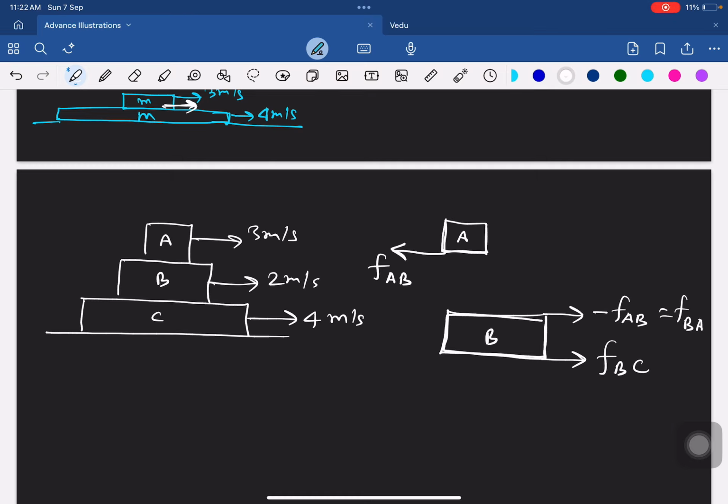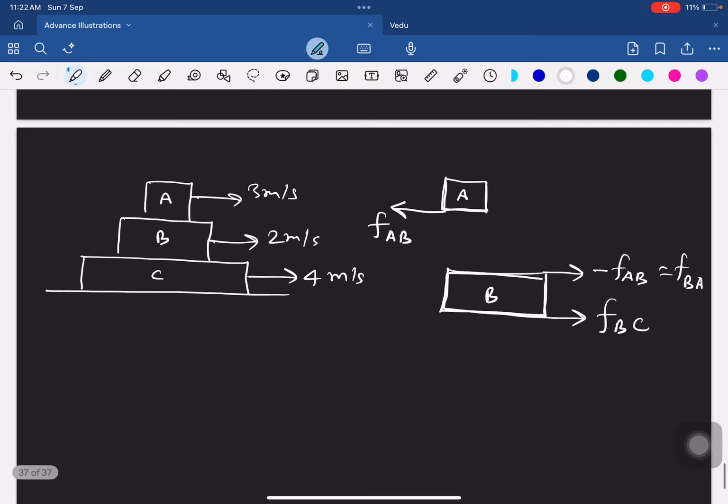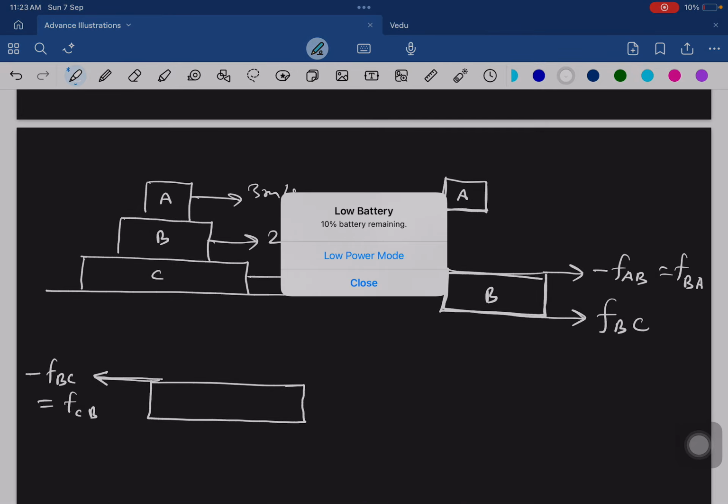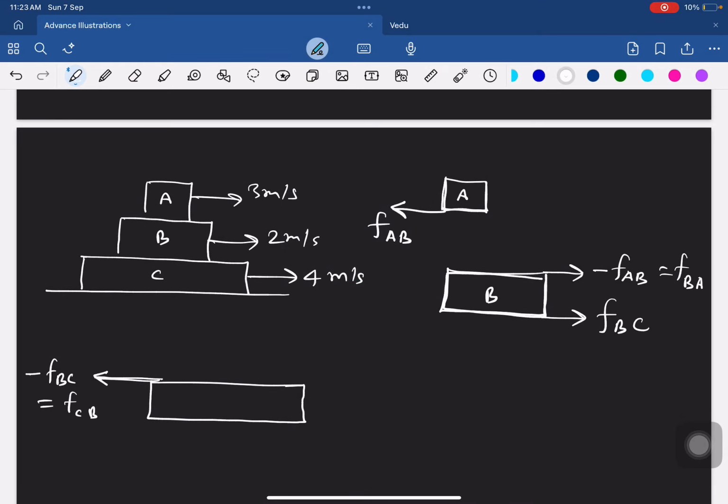Now coming to block C. On block C, as per Newton's third law that we just discussed, the force because of block B on C will be minus FBC, or FCB, we can say. That would be the direction of the friction force acting on block C because of B.